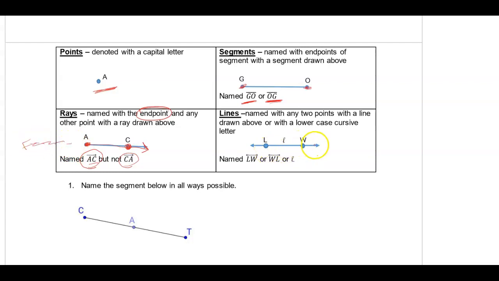Lines go on forever in two directions. So we can name them with 2 points like we did the other items, or you can use a cursive lowercase letter to denote the name of a line. And the other good thing about a line is you could write line LW or you could write line WL, but notice how the line symbol is above the letters.